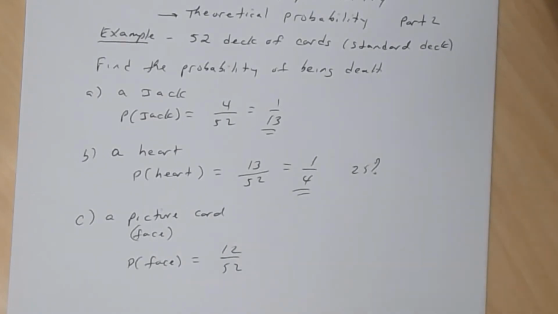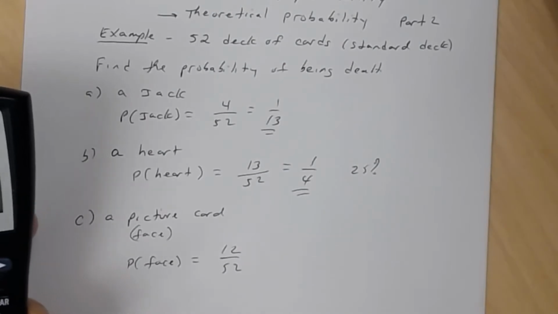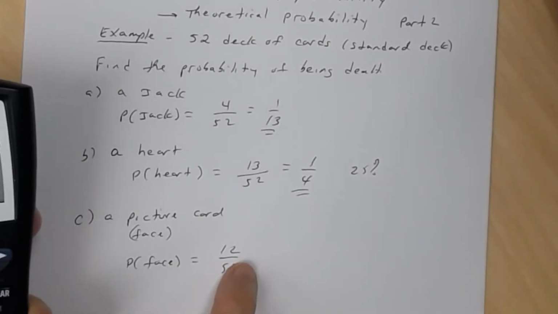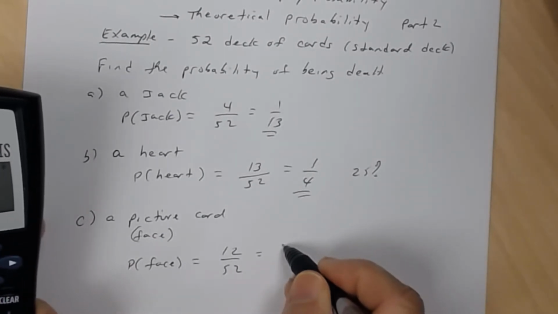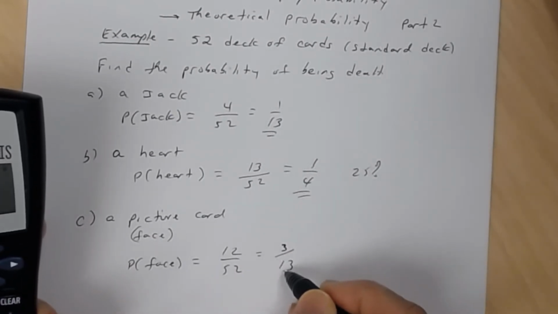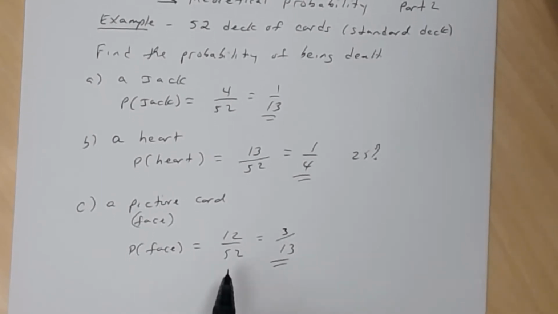All right, now let's go ahead and reduce this. 12 divided by 52. They're both divisible by 4, right? So 12 divided by 52 will be 3 divided by 13 when you reduce it. 12 divided by 4 is 3, and 52 divided by 4 is 13. All right, so D.